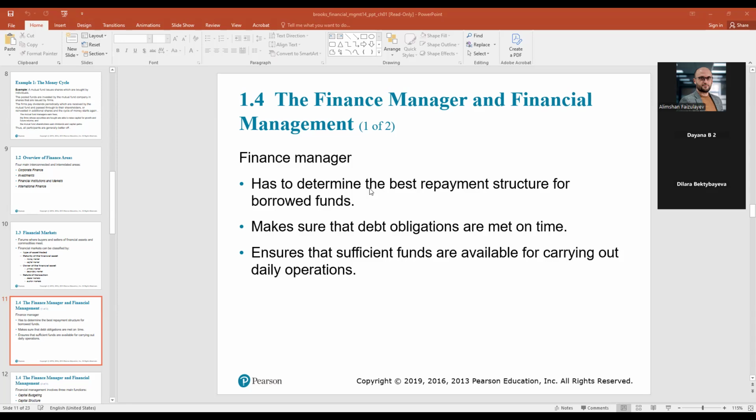You should make sure that the debt obligations are met on time and properly structured. You should ensure that sufficient funds are available to carry out daily operations too. You should not close down all the activities.